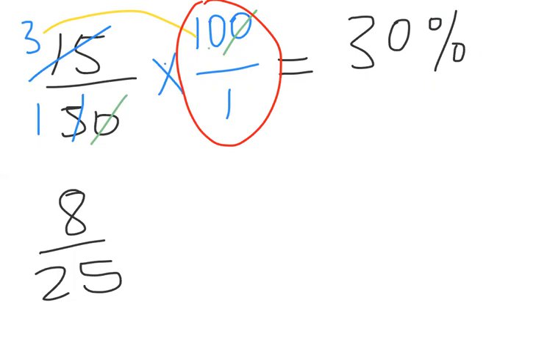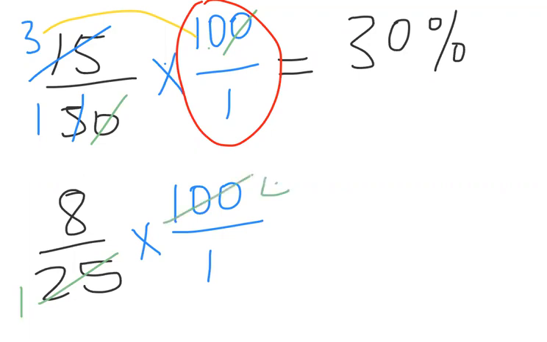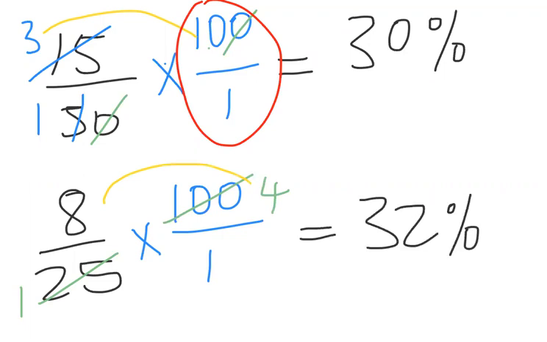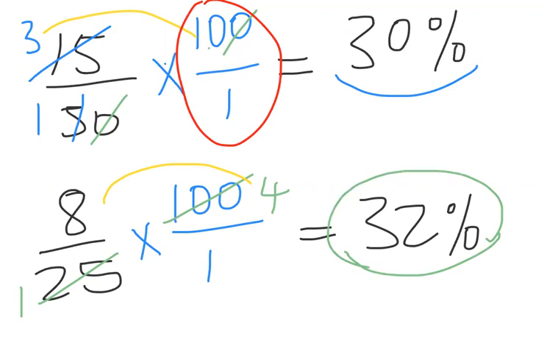Let's work out the second one. 8 over 25. Multiply that by 100. Then you say 25 divided by 25 is 1. 100 divided by 25 is 4. And then 8 times 4 gives us 32. And now you can see there we have the 30, and there we have the 32. So the green is 32, the blue is 30. So what is bigger? The bigger is 32.